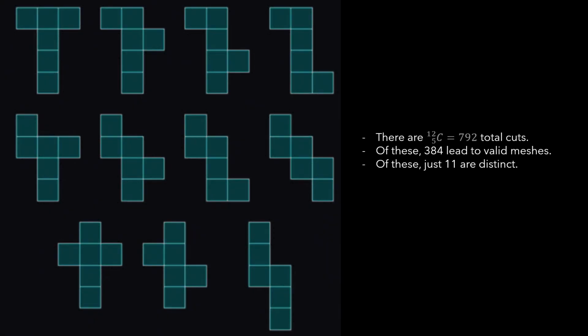So we see that there are a total of 12 choose 5, which is 792 total ways to pick the seven cuts or pick the five edges that are not going to get cut. Of those 792, only 384 lead to valid meshes, which means that it doesn't involve the cube getting cut out into two or three pieces. And in those 384, there is a lot of duplication. And it turns out that we get only 11 distinct mesh shapes. And again, here are those 11 shapes.